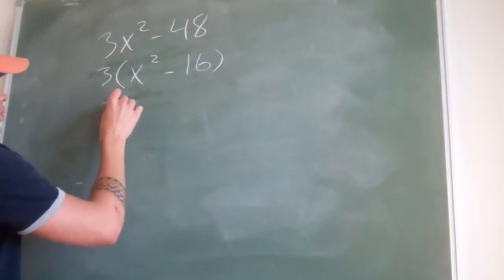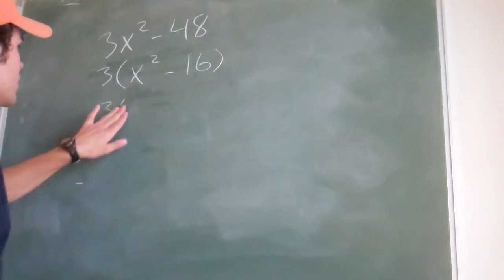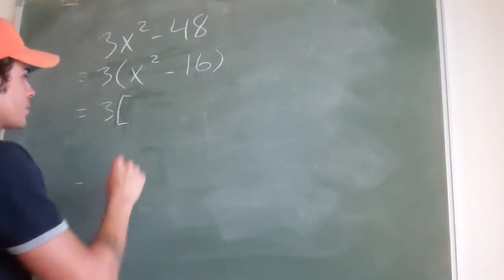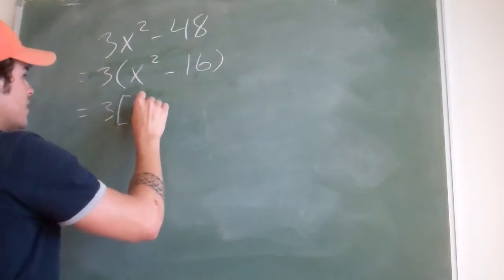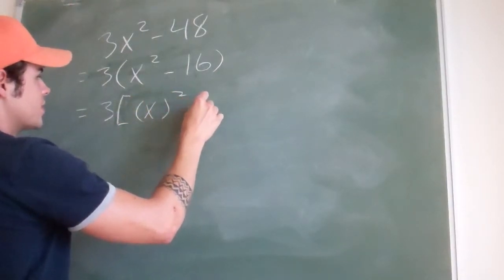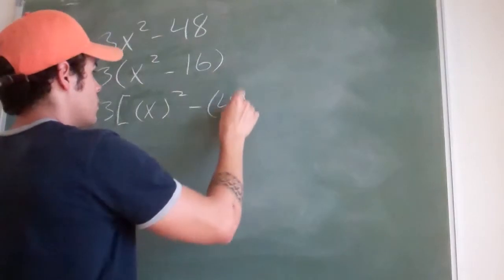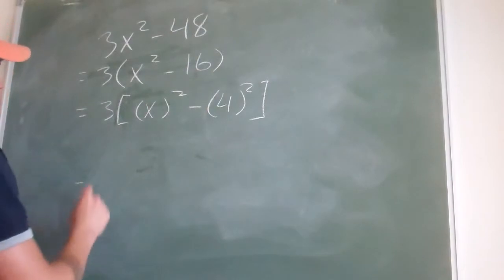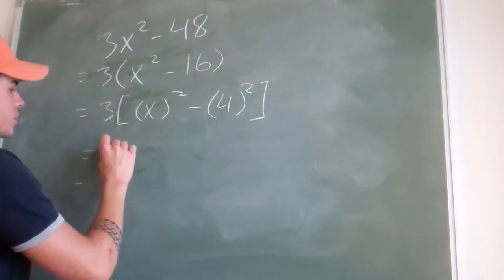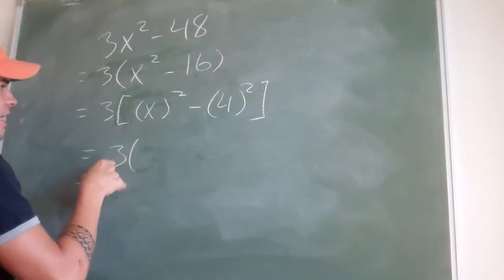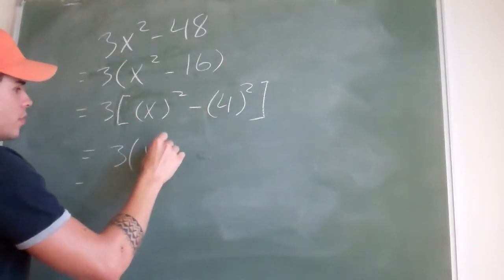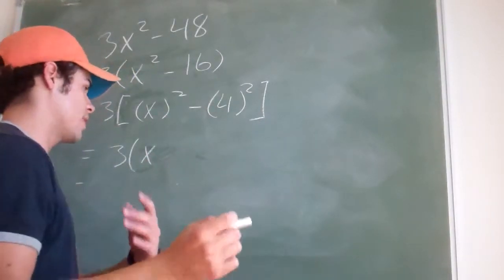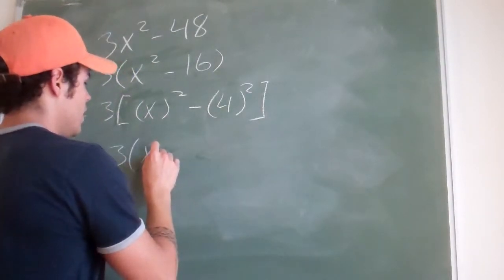Here on the outside, we have 3, and then I'm going to rewrite this as x squared minus 4 squared, just so we can get a better look at what's a and what's b. And then I'm going to continue by 3 times x plus 4, x minus 4. It doesn't really matter what order we put it in.